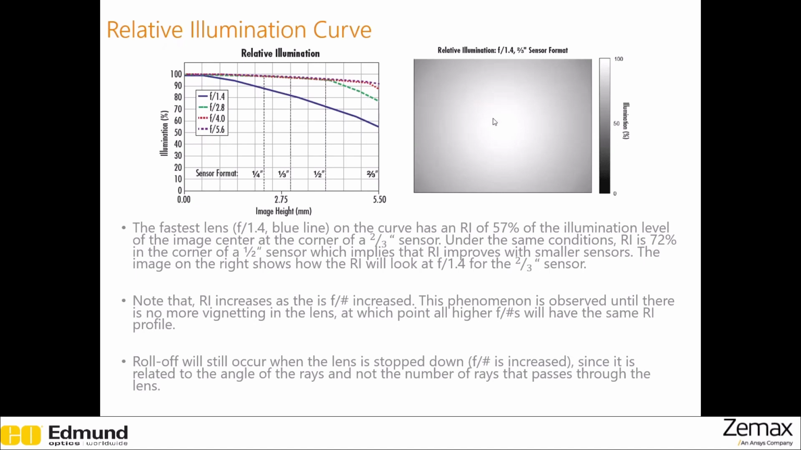This image here shows how illumination changes across the sensor at f1.4 for the 2/3 inch sensor. This practically shows the blue line here, but in a different way. If we look at this comparison, we can see that relative illumination performance looks better for high f number, or slower lenses.